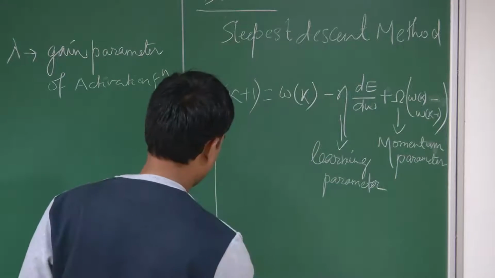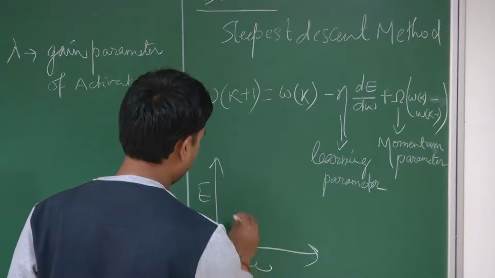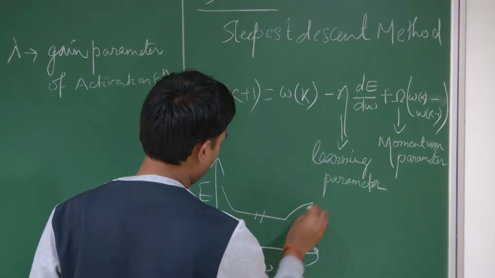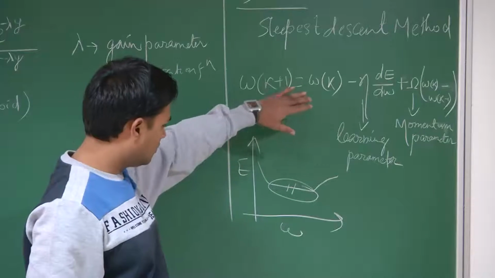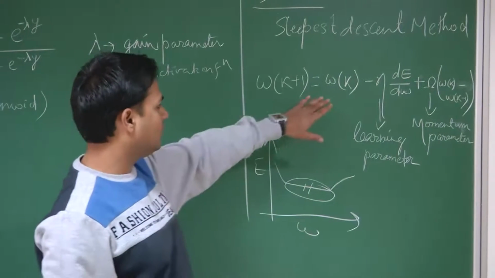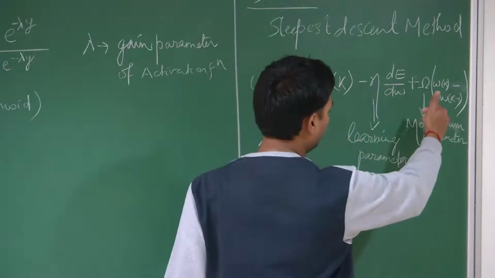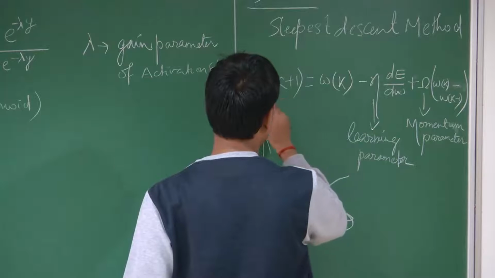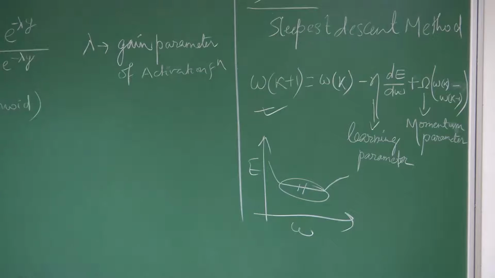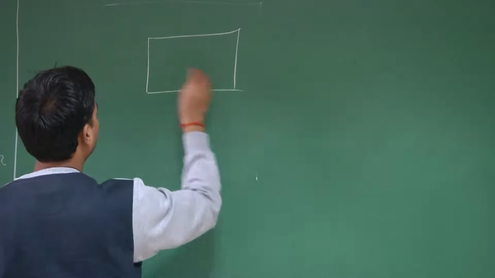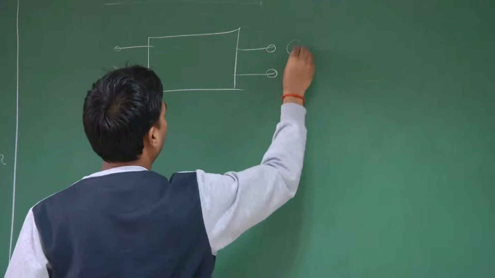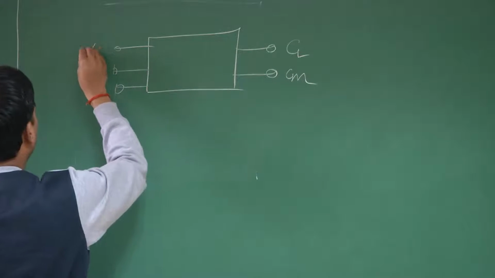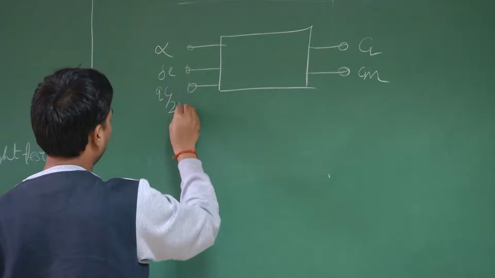It is used when your error versus iteration is constant. In this case, the gradient term dE by dW will be 0, so it alone will not be able to update, and you need the additional momentum parameter term to get the updated weightage. This is what we learned. Once you have the trained network with the help of your input and output, in our example we'll make CL, CM the outputs, and alpha, delta E, QC by 2 the inputs.